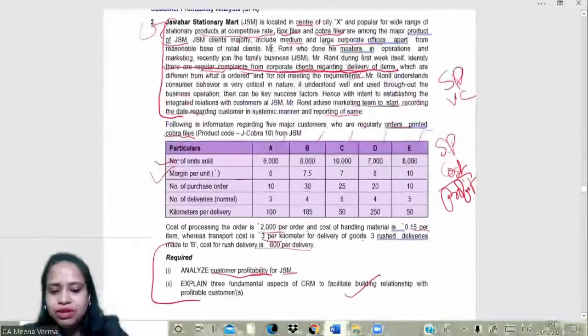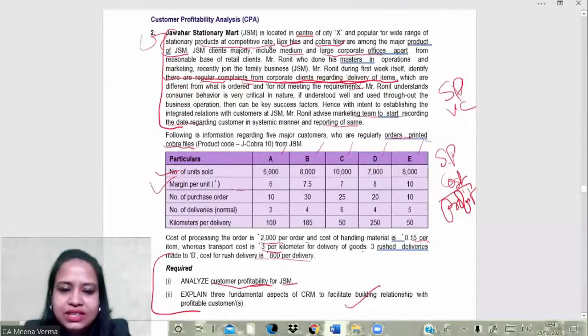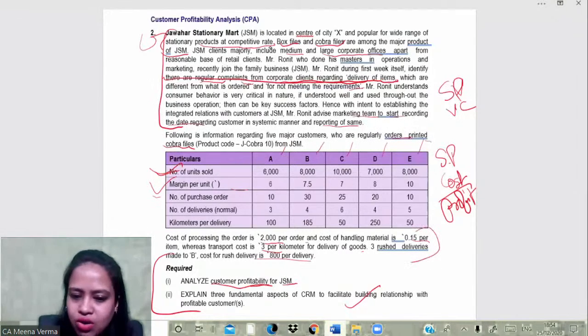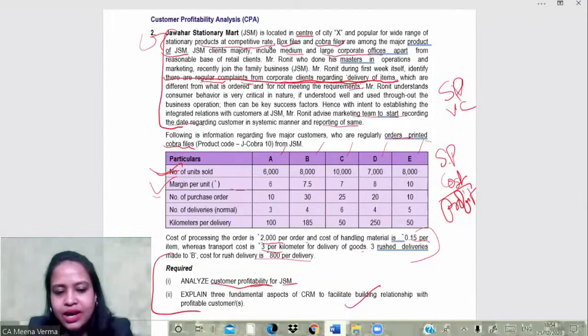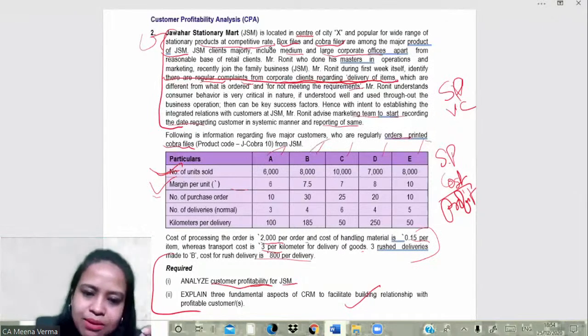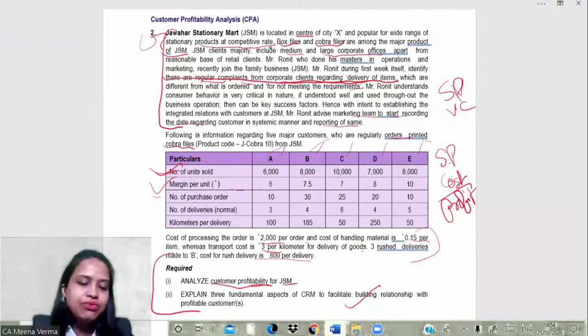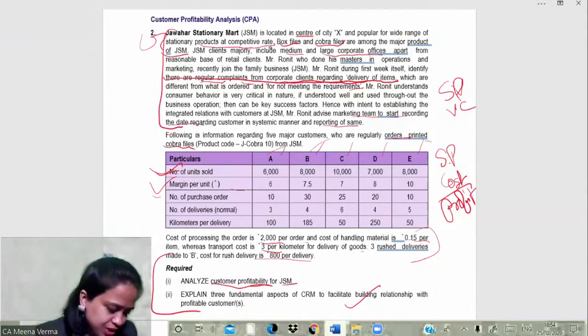So first you find the profitability of the customer. Consider the margin, the total margin. Then consider this order cost you have, consider this handling cost you have. All the costs which you have here, consider those, find the profit for A, B, C, D, E, and give me the answer. I'm waiting for you to give me the answer.